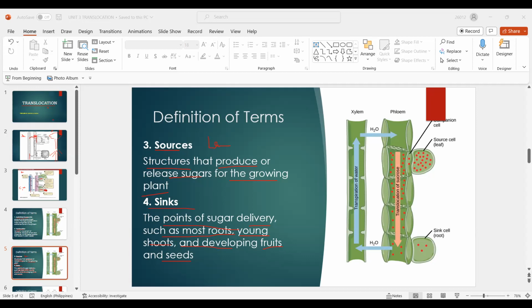So removal of the lower source leaves of the plant can force the upper source leaves to translocate the materials to the roots, and the removal of the upper source leaves can force the lower source leaves to translocate the material to the upper parts of the plant. Okay? So the removal of the lower source leaves of the plant can force the upper source leaves to translocate material to the roots. So the removal of the upper source leaves can force the lower, okay, to translocate the material to the upper parts of the leaves.